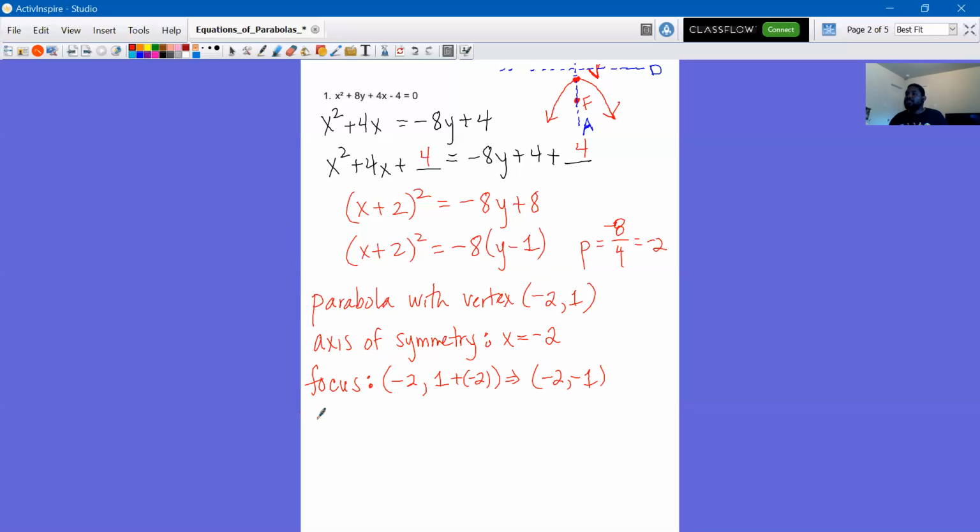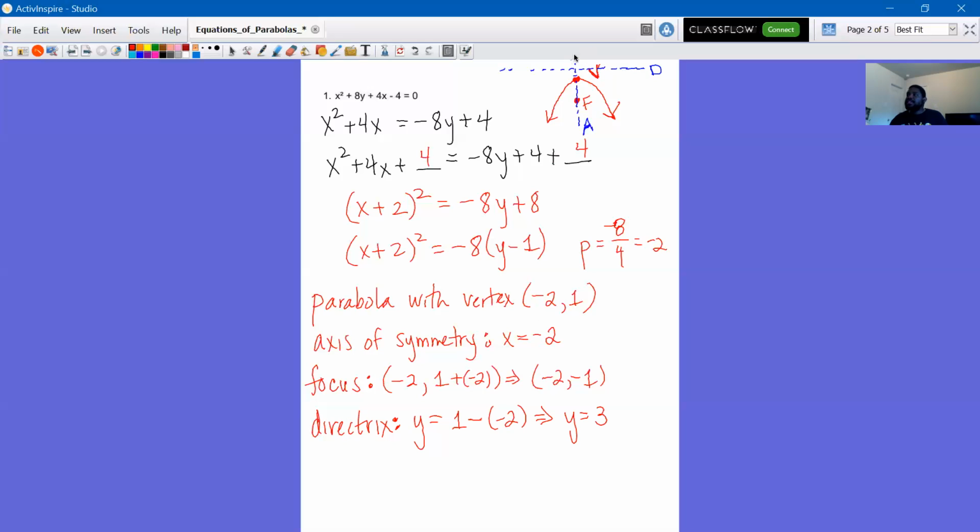And then my directrix is y equals the y coordinate, which is 1, minus -2, which gives me y equals 3. So the vertex is at -2, 1.